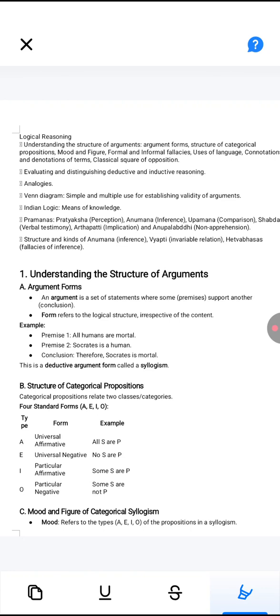Next we have Sabda, which means verbal testimony, and after that we have Arthapatti, which means implication, and Anupalabdhi, which means non-apprehension. After that we have structure and kinds of Anumana, Vyapti and Hetvabhasa. So let's understand each and every topic one by one. First topic we have understanding the structure of arguments.